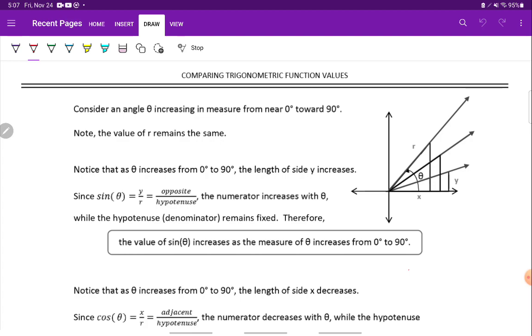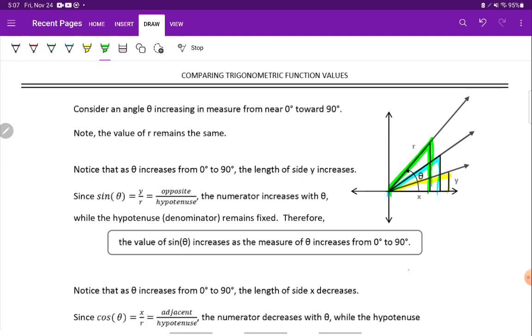Note the value of r remains the same. We've seen this diagram before. We notice as theta increases from 0 to 90 degrees, the length of side y increases. Right, so we talked about this before, having these different triangles at our different theta values, all having the same r value, but we can see looking at these triangles that the height of the triangle changes, and that's the y value. And we see that the height is getting taller, so our y value is increasing.